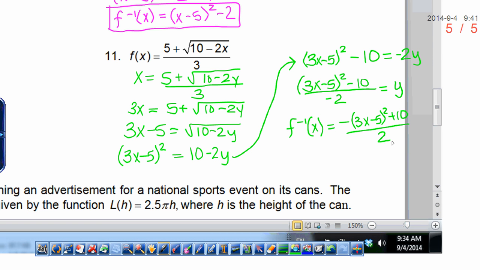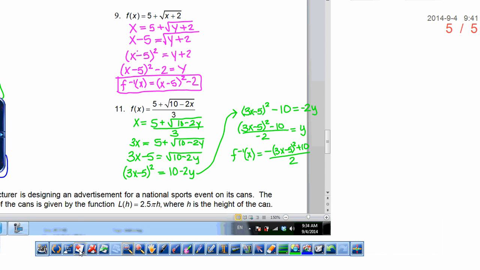Okay, so these are a little more challenging. You'll get some practice with those tonight. Let's talk a little bit about application problems with inverses.